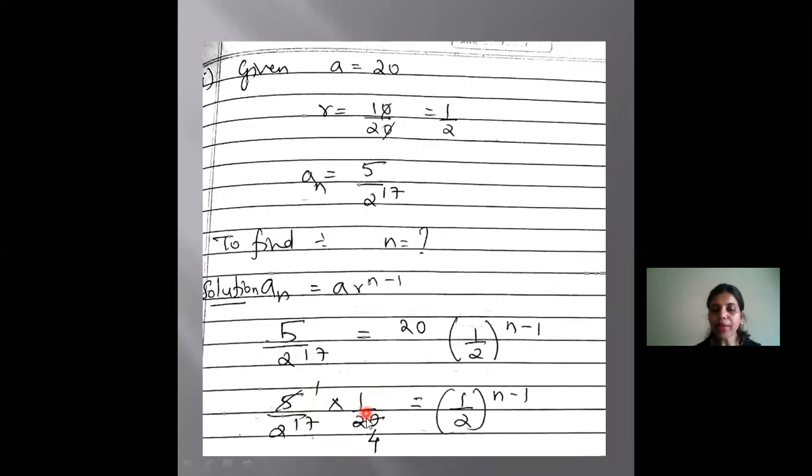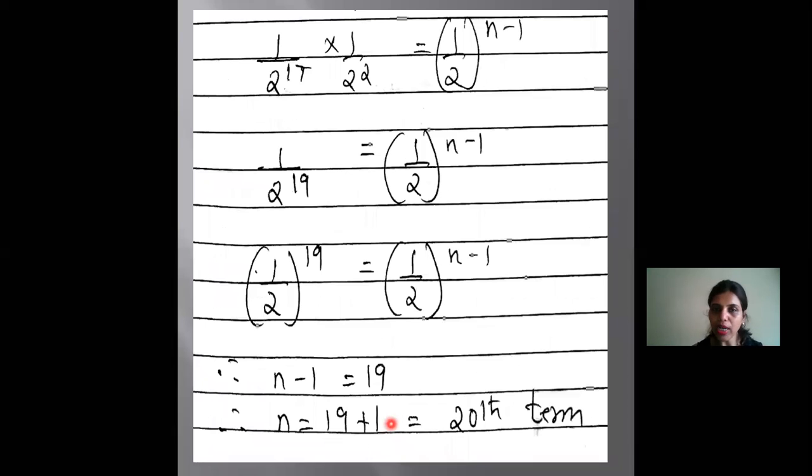We'll cancel 5 and 20. So we get 5 ones are 5, fours are 20. Half raised to n minus 1 is on the right side. So that means you understand that you have to have the base on the left side also 1 upon 2. So what you do is 4 which is there, you convert it into 2 raised to 2 form. So now you can see that you get a raised to m into a raised to n, that is equal to a raised to m plus n. So 2 raised to 17 into 2 raised to 2, you'll add and you'll get 2 raised to 17 plus 2, that is 2 raised to 19, is equal to half raised to n minus 1.